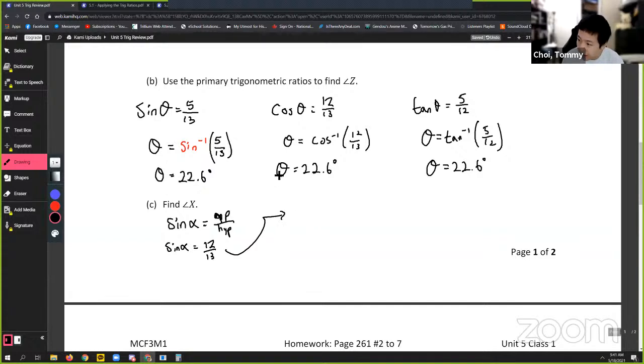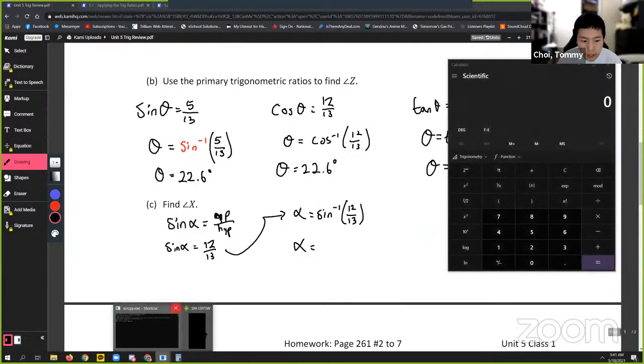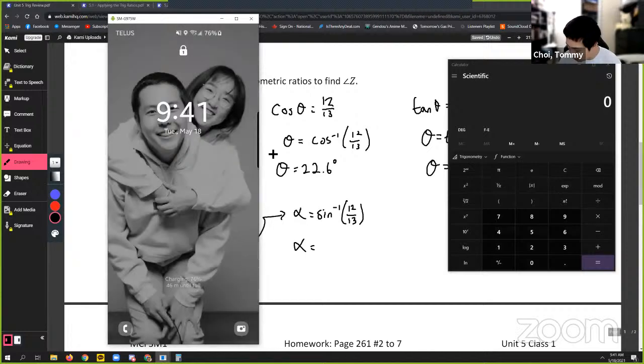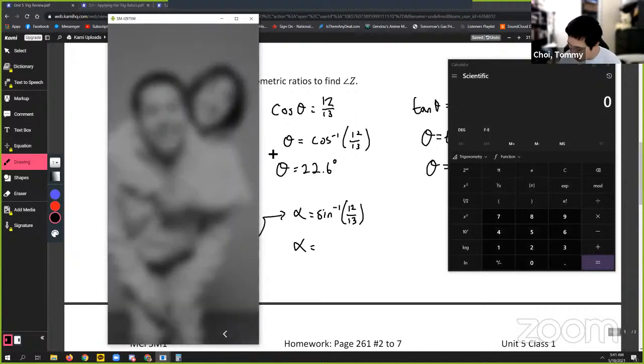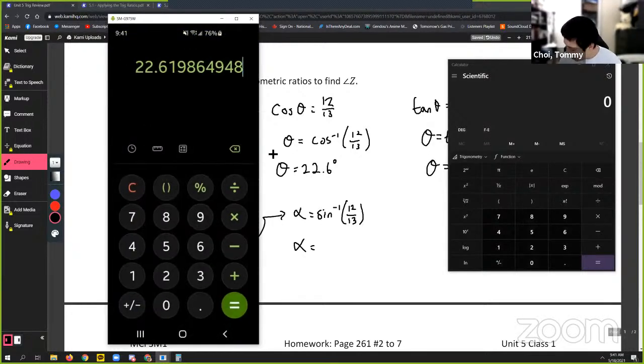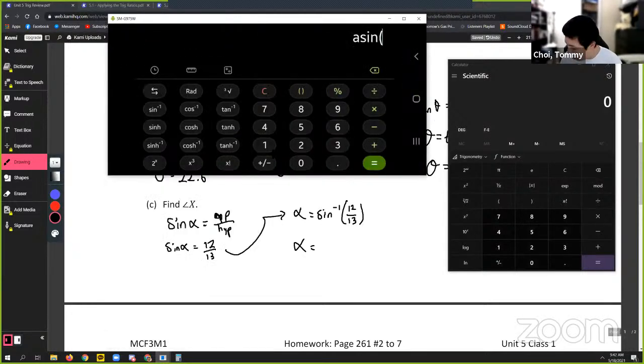And so when we calculate that, we want to solve for alpha. So we want to get rid of sine by doing sine inverse of the fraction. So one more time. Everyone should get this, right? So on Android here, oh, my phone locked, and you guys are going to see my background. Sine inverse of 12 divided by 13. Okay. So on Android, just typing exactly as is gives us 67.4.